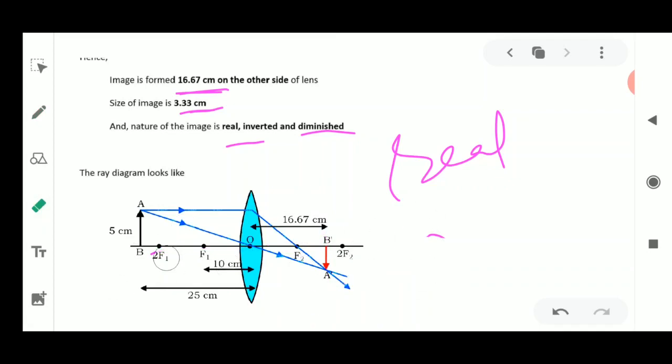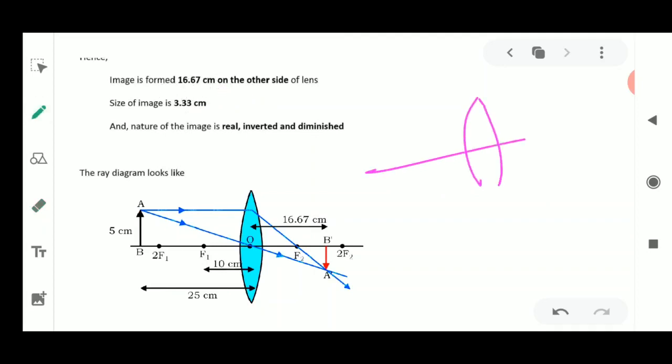Now how do we need to draw the diagram? You all know how to draw it. You will take one converging lens, then keep an object here. As you know, the height of the object was 5 centimeters, and the focal length was given as 10 centimeters. As you can see here, this f1 was 10 centimeters and this is 2f, which is the center of curvature.